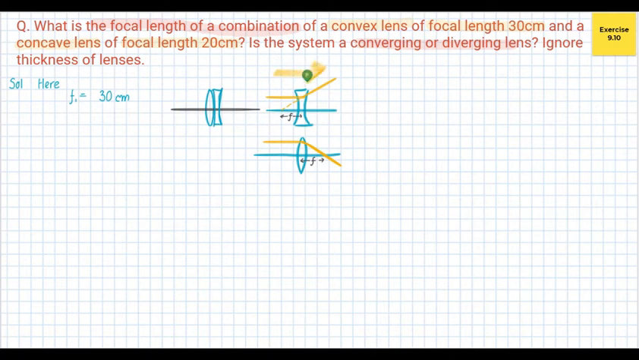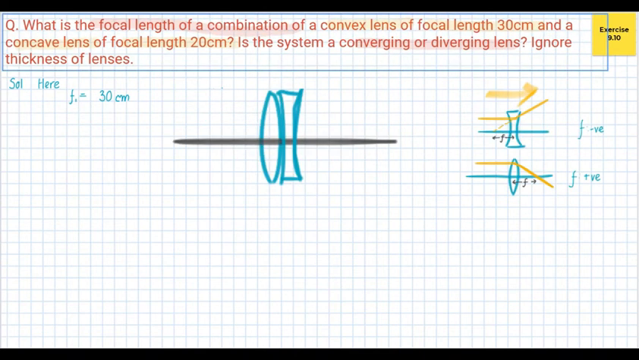Now look at this. In which case will the focal length be positive? The focal length will be positive for your convex lens. I'll write down here: F is positive. And it will be negative for your concave lens, since it is measured in the direction opposite to the incident light. So here your F is negative. Okay, let me just move this to the other part.